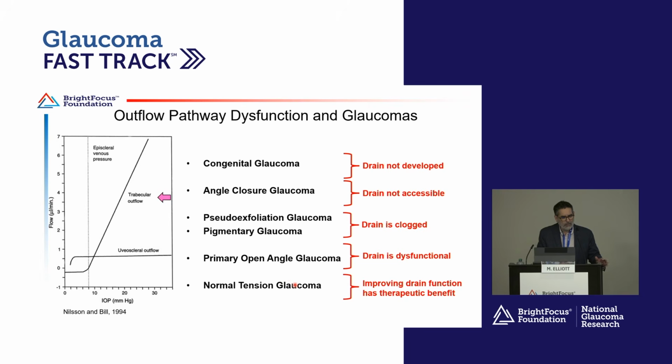And even in normal tension glaucoma, there's some evidence that there's therapeutic benefit to lowering IOP even in patients with normal intraocular pressure. So maybe improving drain function is useful. And this just describes the relationship between intraocular pressure and the drainage, with this linear increase, the trabecular conventional outflow pathway being the pressure-dependent component of the outflow pathway.